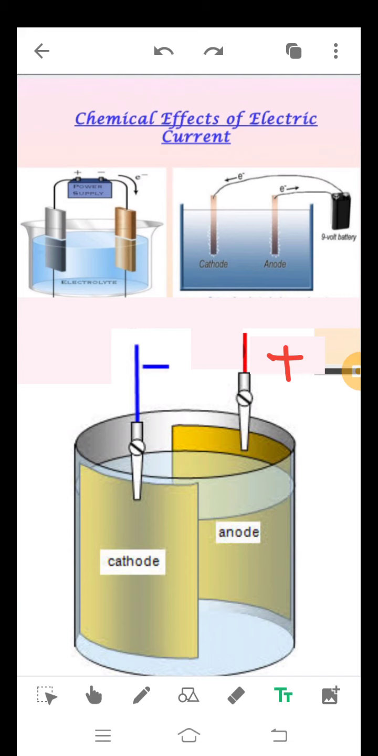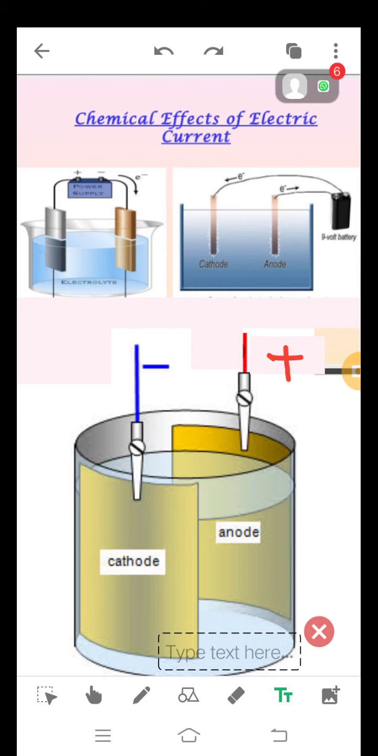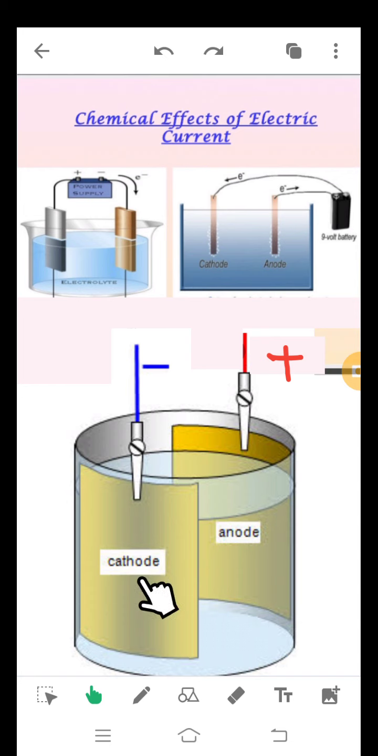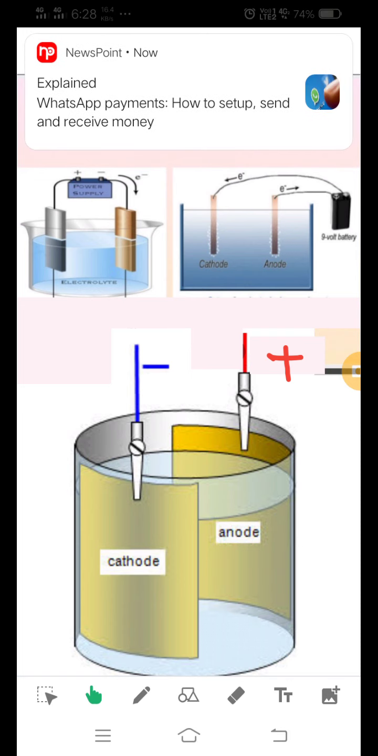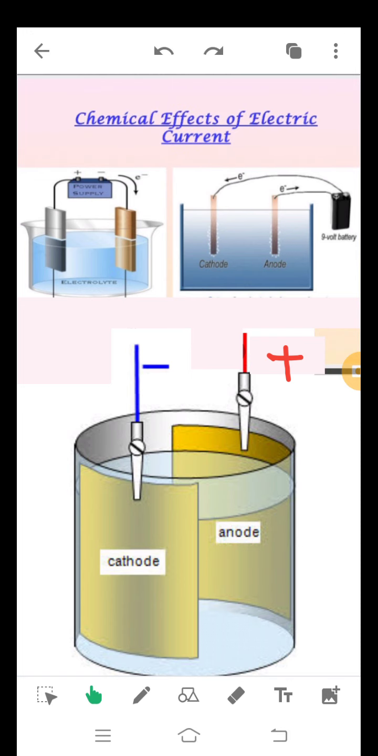So here we have two metal rods dipped in the electrolyte, where the metal rod connected to the negative terminal is called as cathode, and the metal plate connected to positive terminal is called as anode. Now today we will learn what happens when we allow electric current to pass through this electrolyte.